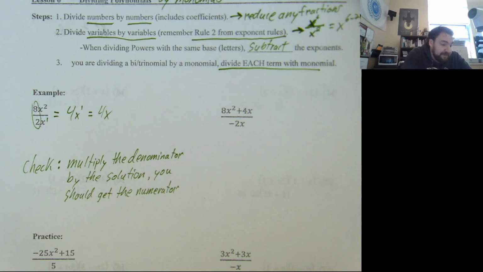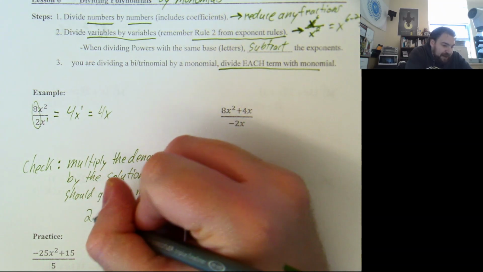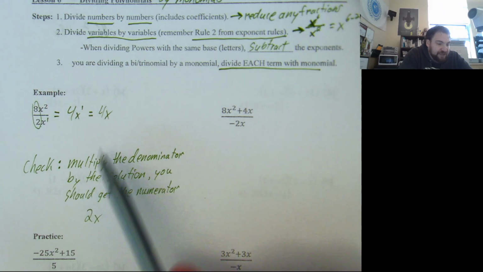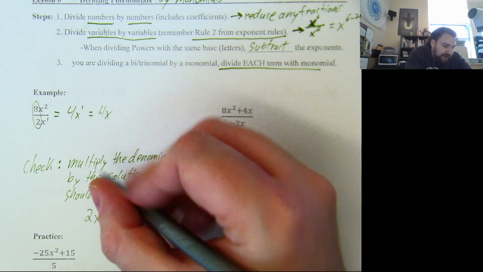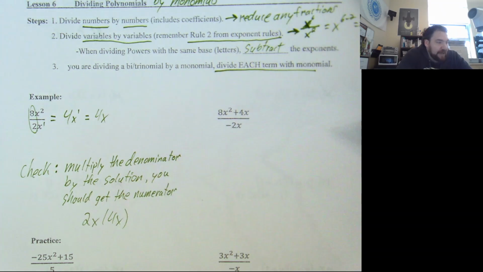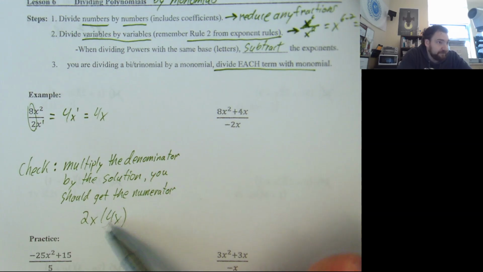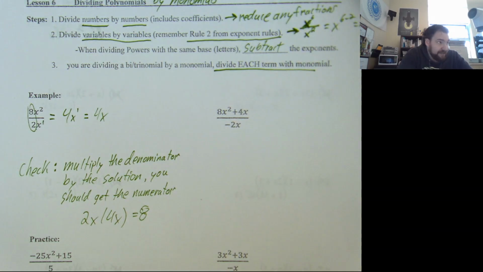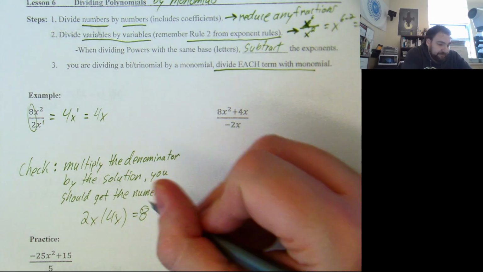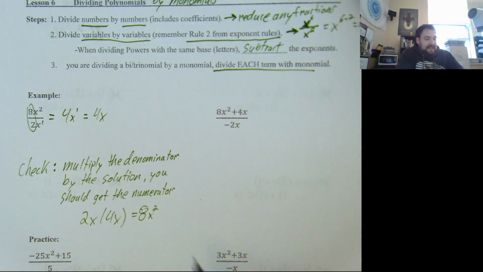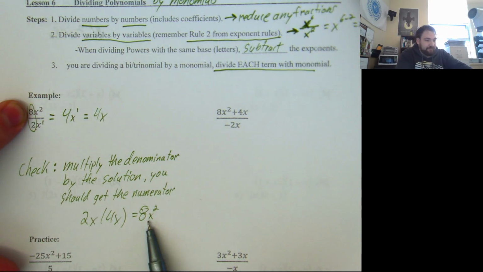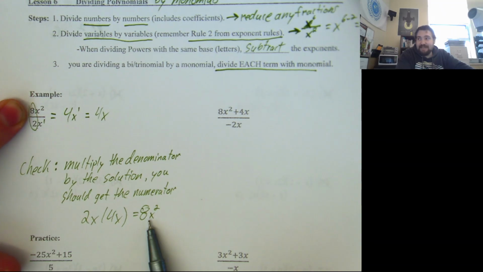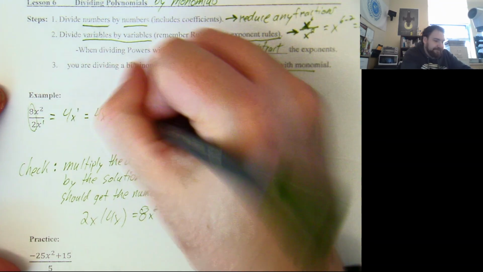So if I want to check this, I take my denominator, which was 2x, and multiply that by the solution we got, which was 4x. 2 times 4 is? 8. Thank you, Ethan. X times x is? x squared. And is that what we started with before in the numerator? Yes, it is. So we're good. So this must be right.